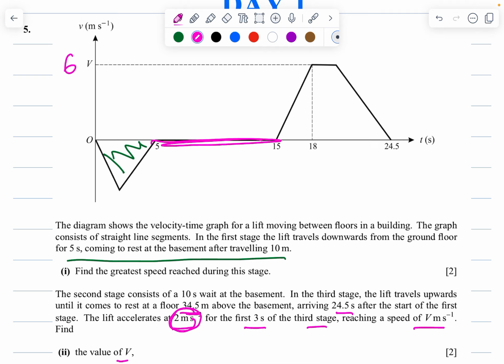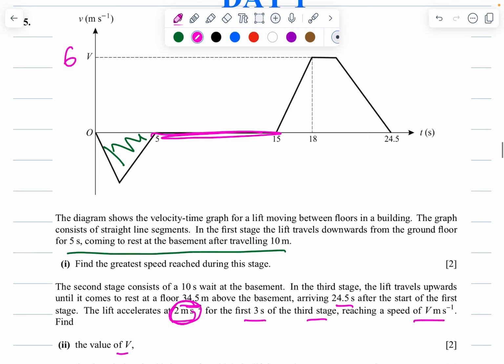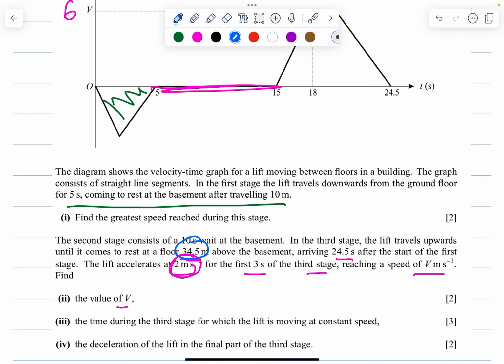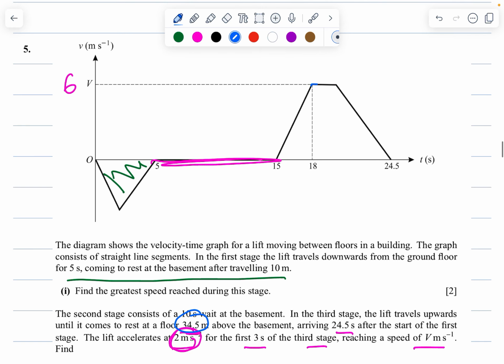Then it comes to rest at a distance of 34.5. So the total distance is going to be 34.5. And what is he asking? The time during the third stage for which the lift is moving with a constant speed. So we are going to find that out.